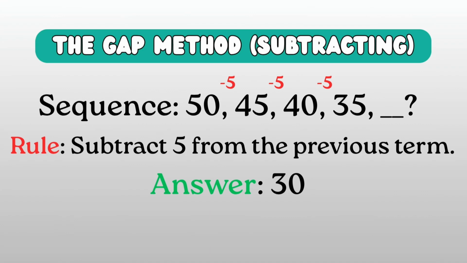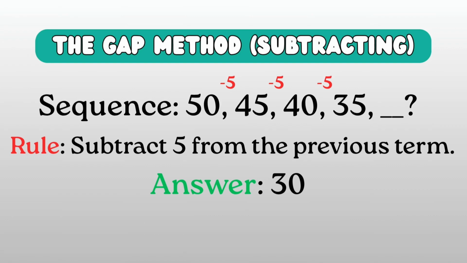Here is our new sequence: 50, 45, 40, 35, and our mystery blank. Take a quick look at these numbers. Notice anything different from our first example? Instead of getting bigger, the numbers are actually getting smaller. But do not panic. The gap method still works perfectly here.